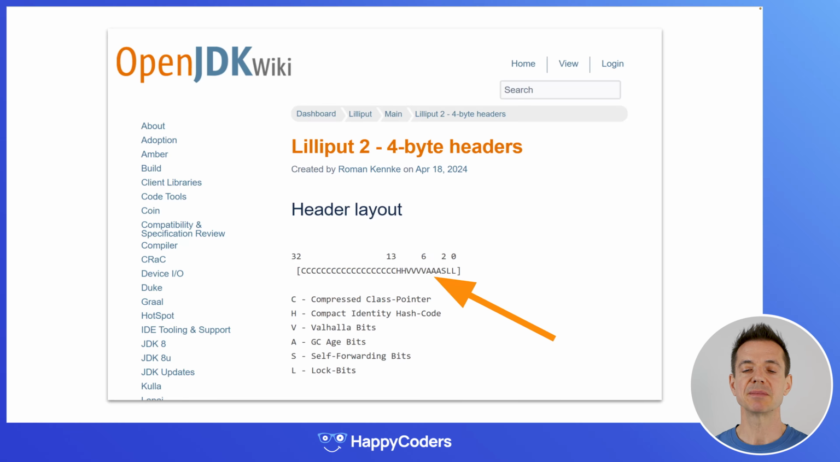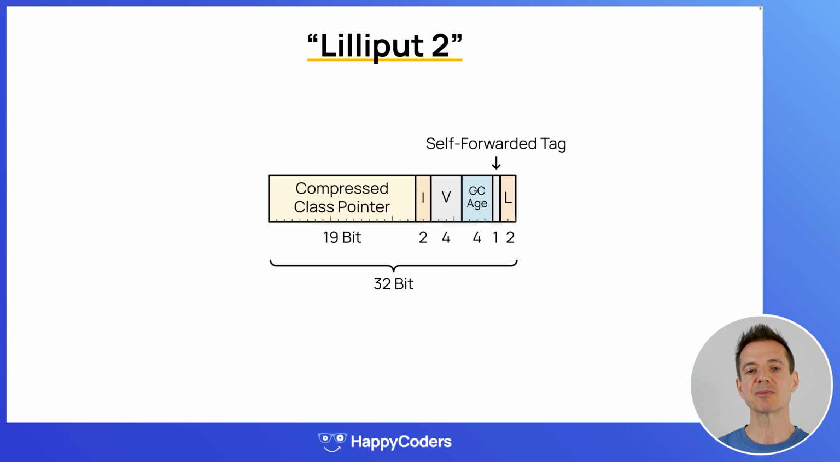But be careful, there's a mistake here. One of the 4 H bits is currently missing from the diagram. I pointed this out to the Lilliput maintainer, and he confirmed that this is indeed an error. However, as of today, he hasn't corrected it yet. So here's a correct representation of the 32-bit header.